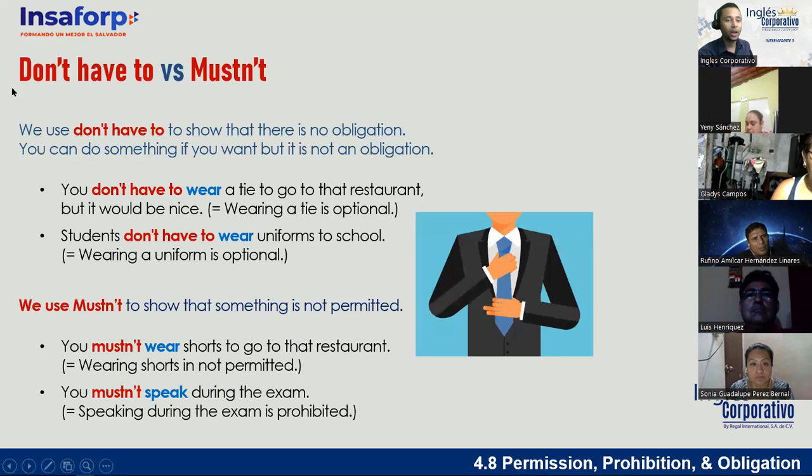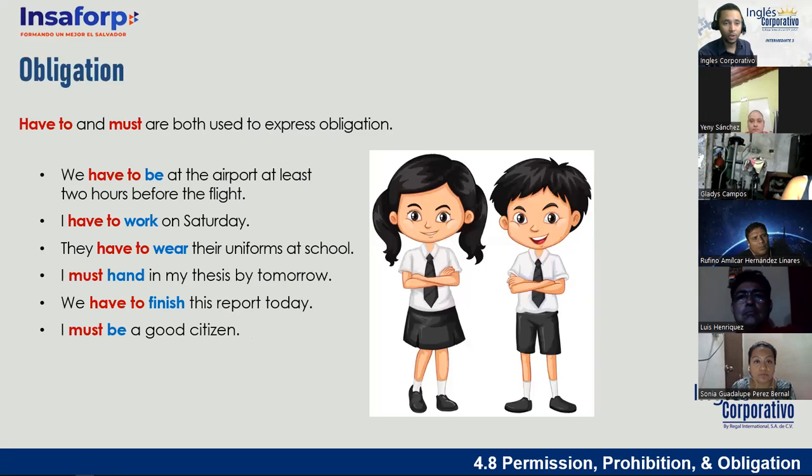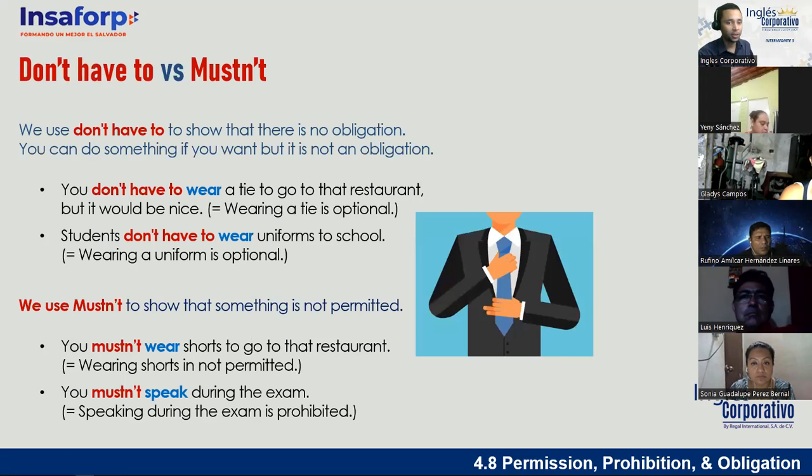And finally, we have don't have to and mustn't. Now you have to be careful because have to and must are very similar in meaning. They both express obligation, but the negative forms, don't have to and mustn't, are different. They are a little bit different.